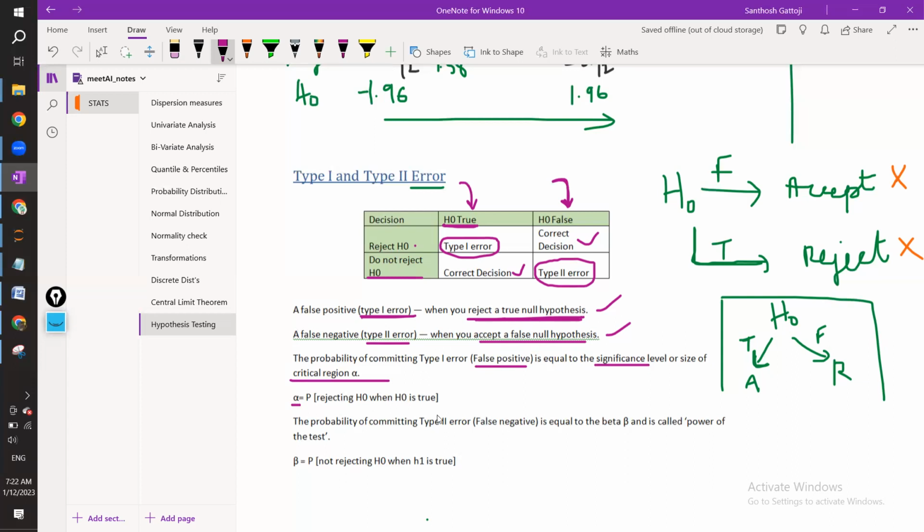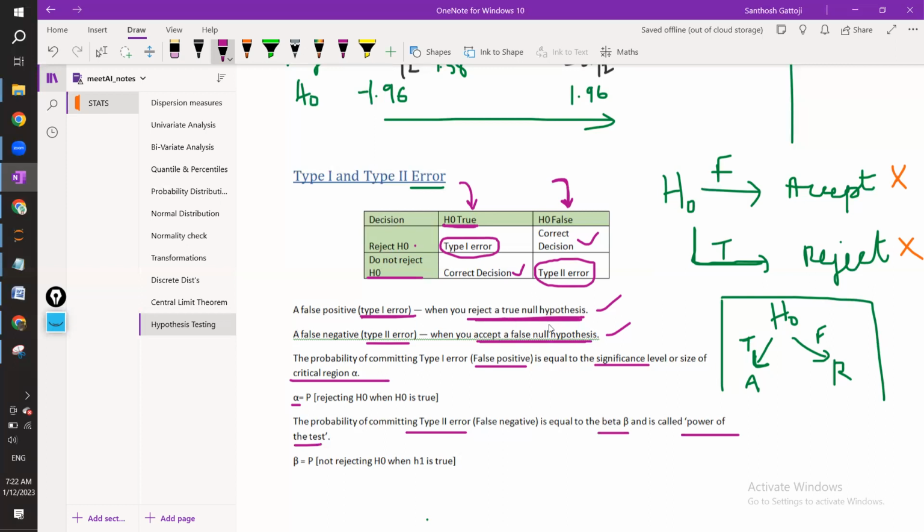Now coming to type 2 error, which is false negative. Type 2 is the probability of committing type 2 error, which is equal to beta, and 1 minus beta is called the power of the test. Beta is not rejecting the null hypothesis when it is false. That means type 2 error is accepting a false null hypothesis. In other words, when it is false, you are accepting. We'll stick to this. Again, you might get confused, so: accepting a false null hypothesis.